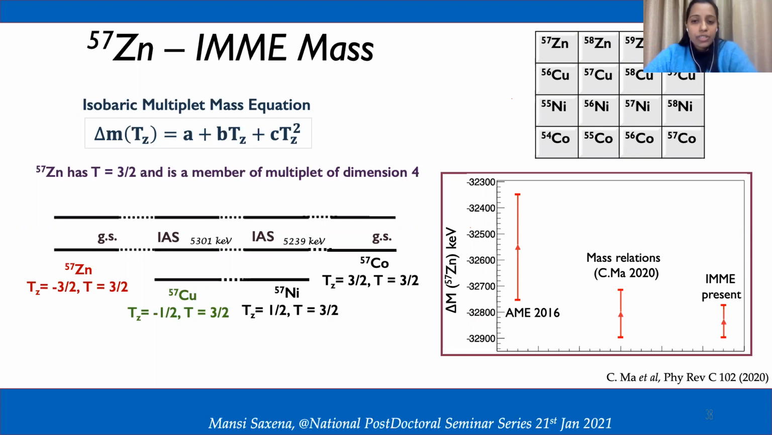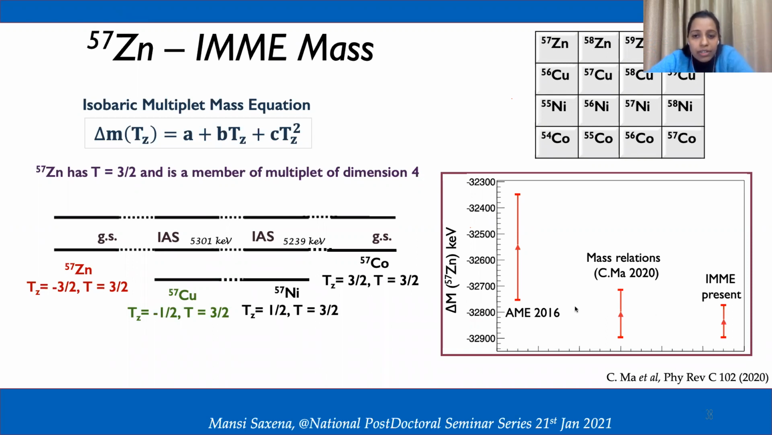Now, we have used this IMME equation to extrapolate and calculate the mass of 57 zinc. So the mass excess values for 57 nickel and cobalt were picked up from the AME database. The mass excess for the IAS state in 57 copper was corrected, taking into account the isospin mixing, and all these were incorporated in the fit.